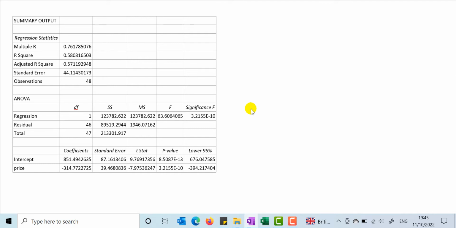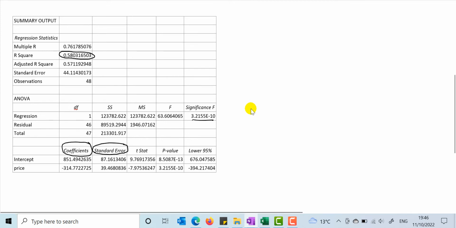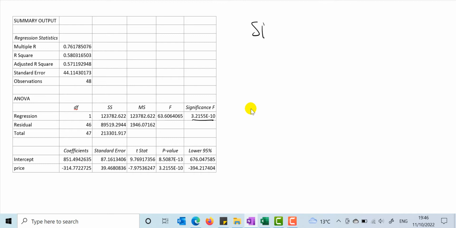So in this output, we will be analyzing the coefficients, the standard errors, R squared, and of course F stat, the significance of F stat. So let's put this in context here. The context was, let's write down the equation: sales equals beta 0 plus beta 1 price, yeah?